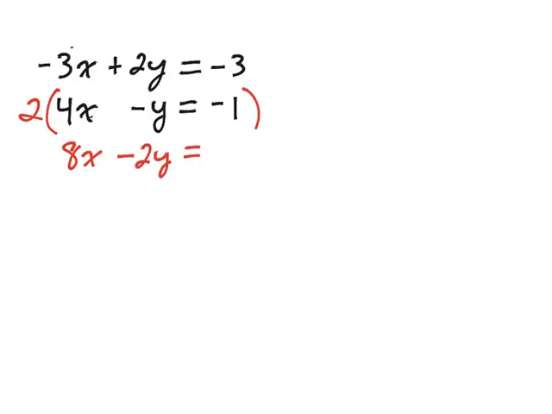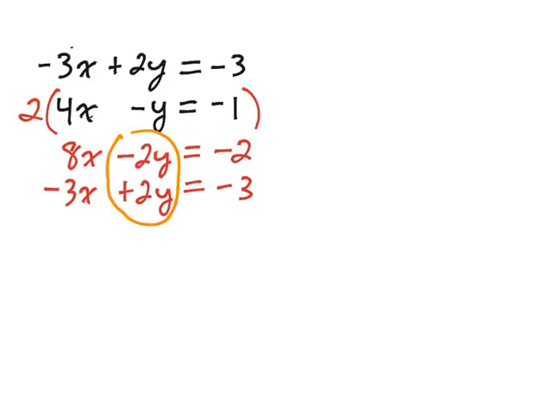And 2 times negative 1 is negative 2. So now I'm just going to bring the original equation, the top equation, down so we can see them right next to each other. So we have here negative 3x plus 2y equals negative 3. And now when we look at our y's, they are opposite, negative 2y and positive 2y. So now they will cancel each other out when we add these together.